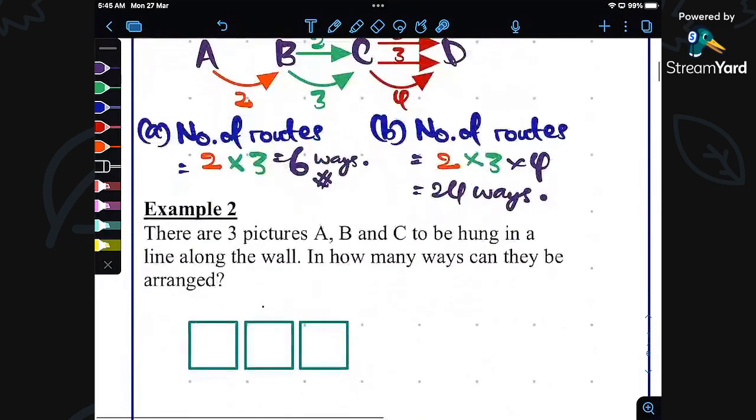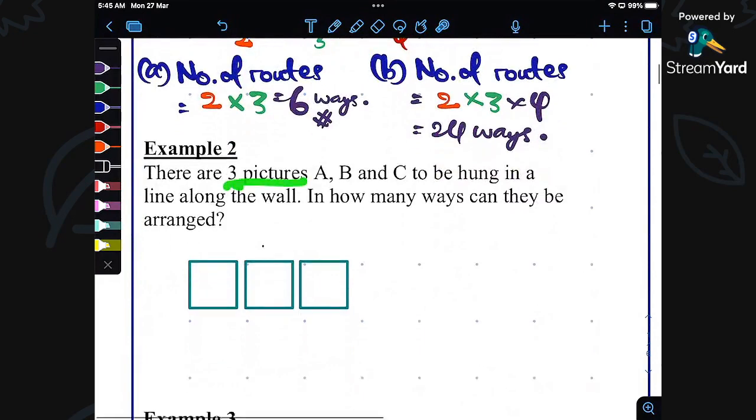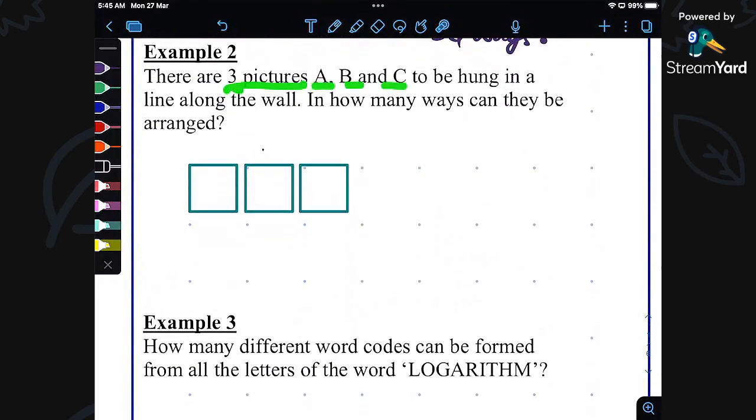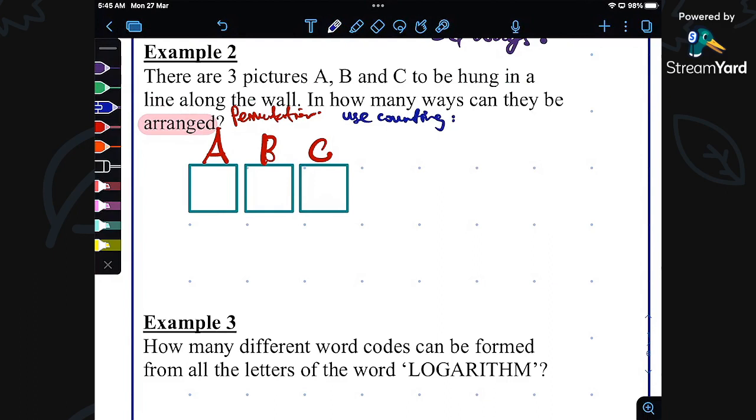Let's go to example 2. There are 3 pictures, picture A, B, and C, to be hung in a line along the wall. So let's say this is my picture A, picture B, and picture C. And how many ways can they be arranged? The word arrange will help you note that this is actually permutation. But we will begin with the first goal, which is using the technique of counting. Let me teach you how we can find all possible arrangements.